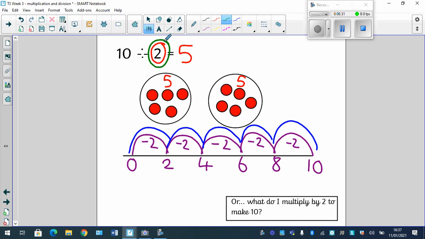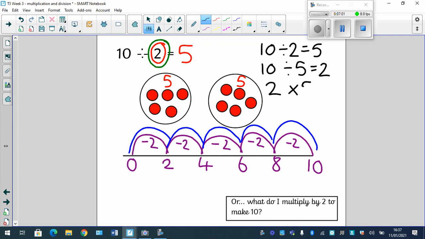Okay? So I know that my opposite times table would be 2 times 5 equals 10. And that's where our division and multiplication sentences come in. Here we go. 10 divided by 2 equals 5. 10 divided by 5 equals 2. So therefore 2 times 5 equals 10, and 5 times 2 equals 10.